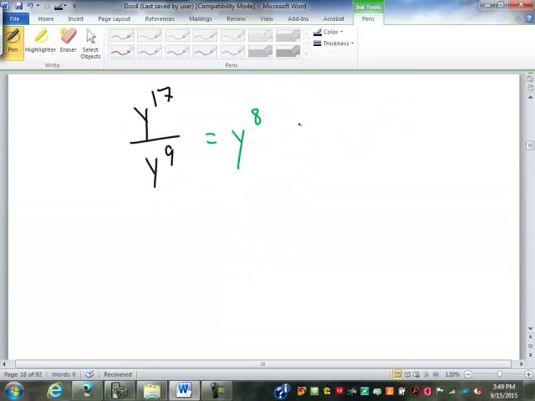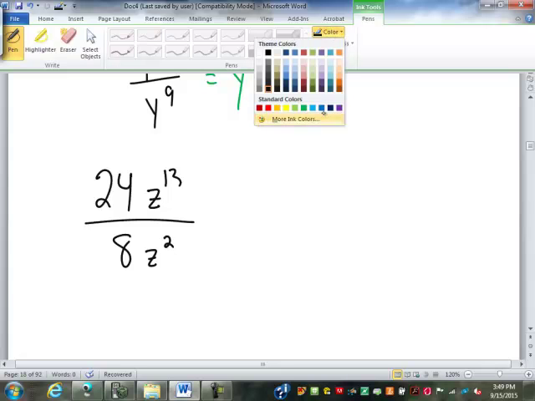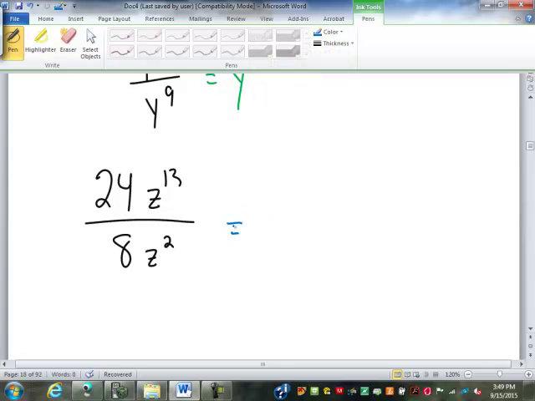If I have 24z to the 13th divided by 8z to the 2nd. Just like when I multiplied the counts and then also multiplied the names, I do the same thing here. 24 divided by 8, 3. Z to the 13th divided by z squared is z to the 11th. Perfect.